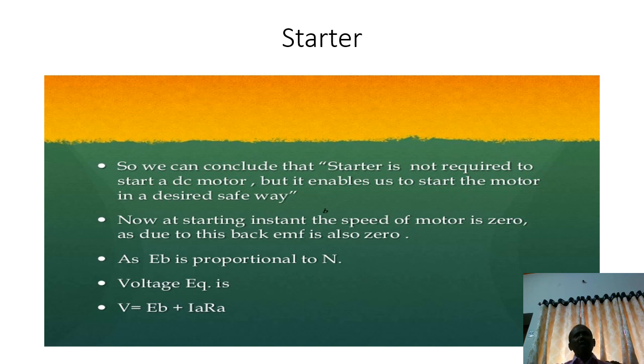So here the armature resistance is very small. When the armature resistance is small, the armature current passed in the armature winding is very high, since the voltage is constant. This very high armature current will cause damage to the armature winding. So from this point of view, we are connecting different starters in series with the armature winding. We are connecting the external resistance in series with the armature winding.